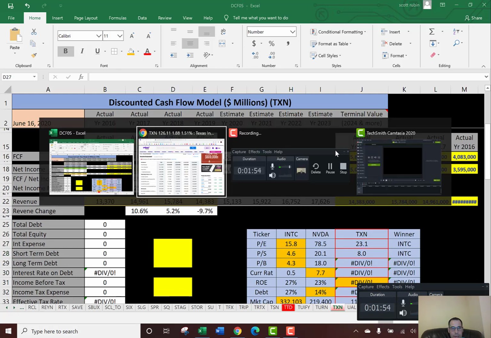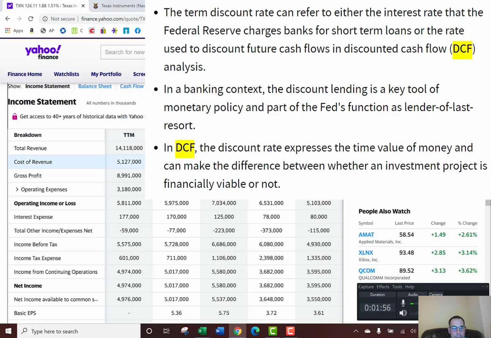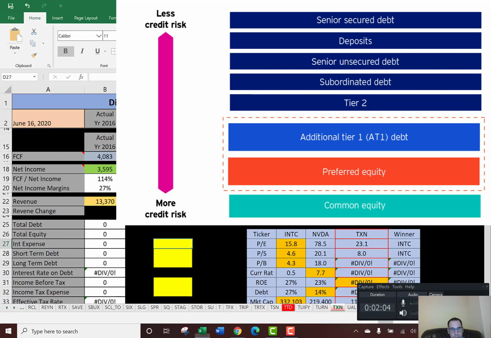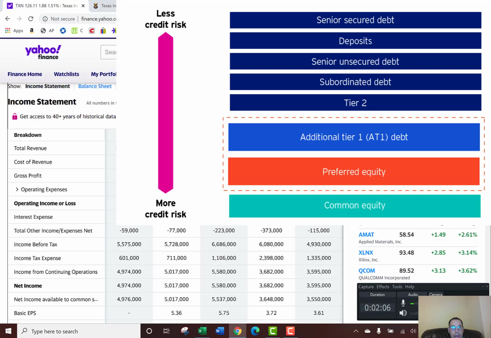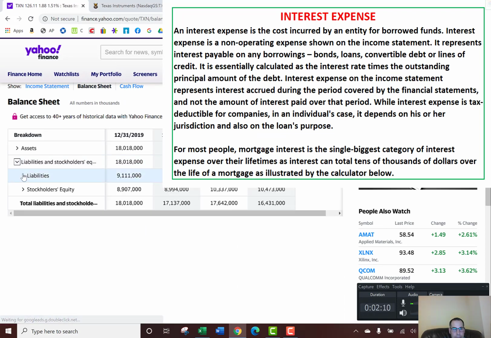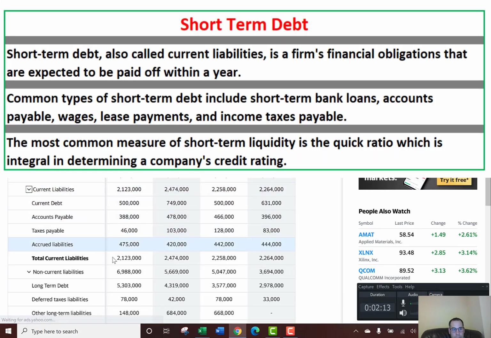We need the discount rate because every company has a different capital structure, just like you have your own credit score and your own risk monitor. So let's find out their capital structure. So they pay $170 million on their debt. Let's see how much debt they have, because there's equity and there's debt. That's the two ways you could finance your company.